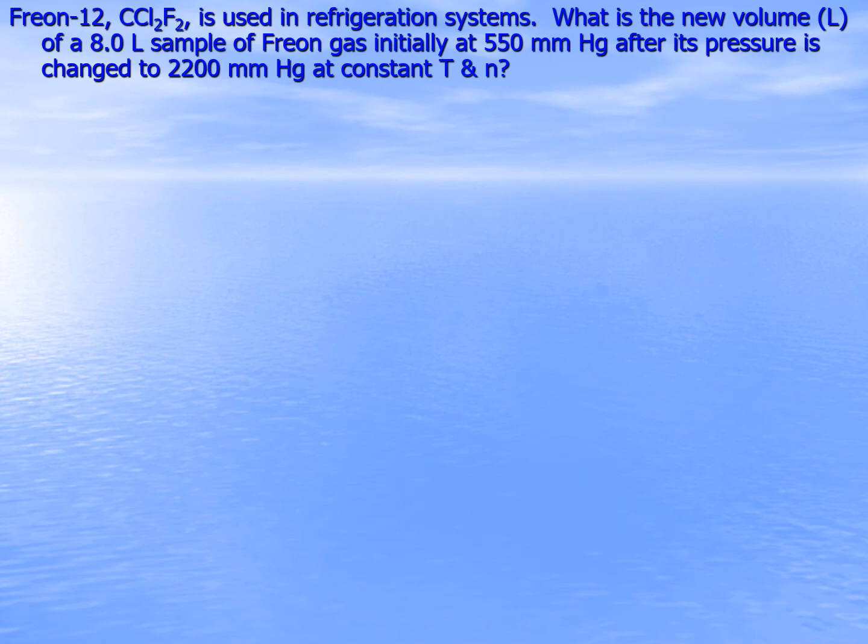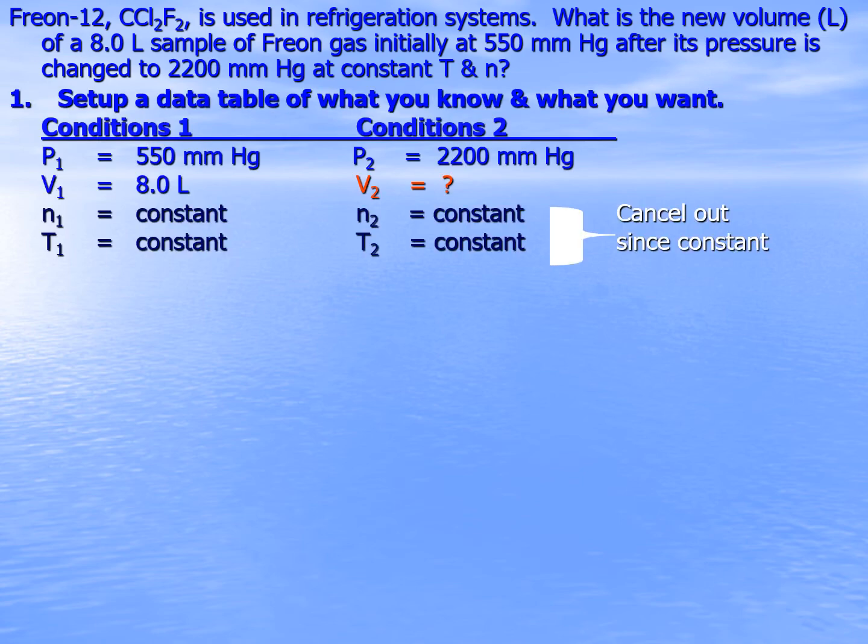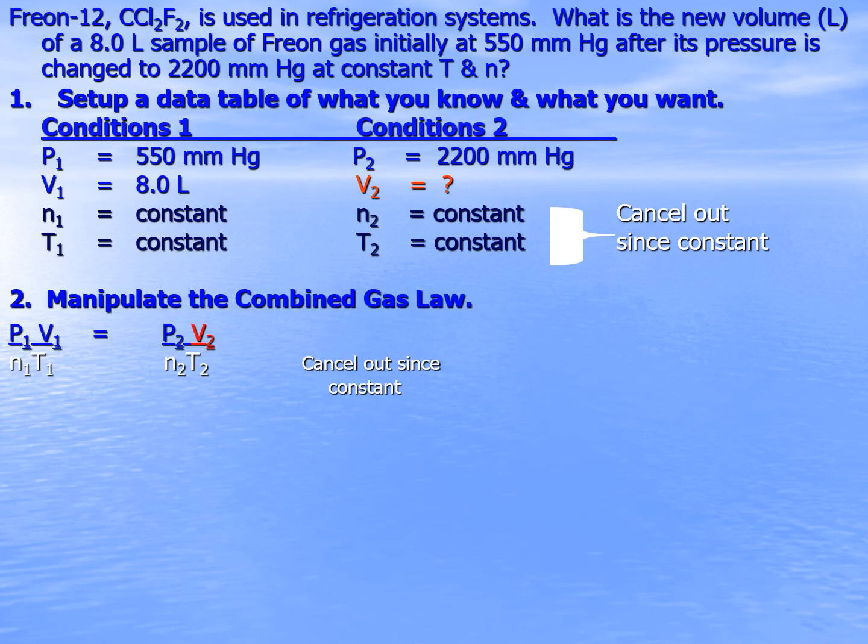We've got some Freon 12, and we're going to look for what would the new volume be if we had 8 liters at 550 millimeters mercury and we changed the pressure to 2200 millimeters mercury. Of course, temperature and moles are constant. So here's our data table. Got our pressure and our volume, P1, V1, and P2. V2 is our unknown. We don't have to include moles and temperature because they're constant. So that means we just have Boyle's law, P1V1 equals P2V2.